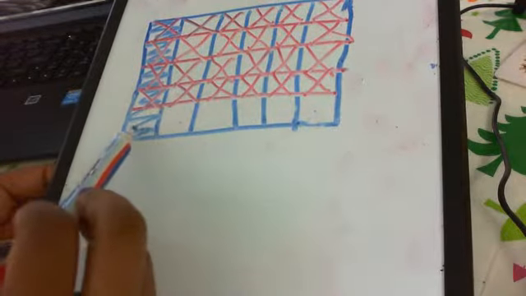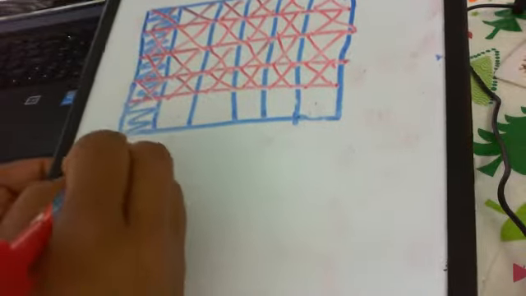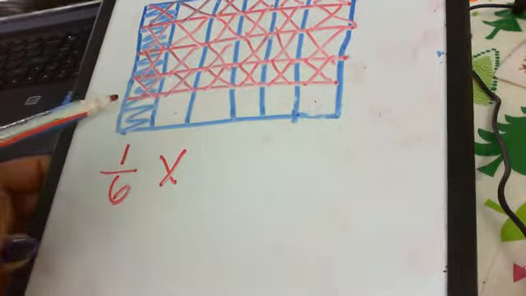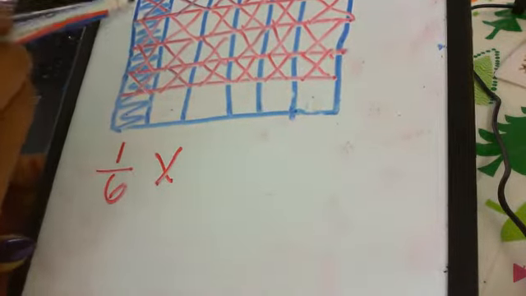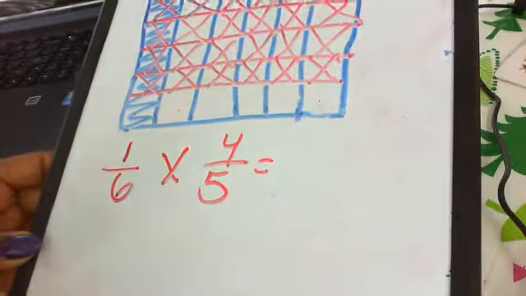So if I look here, I have 1, 2, 3, 4, 5, 6. And now I have one group of 6 times, going this way, 1, 2, 3, 4, 5 groups. And I have 4 shaded in.